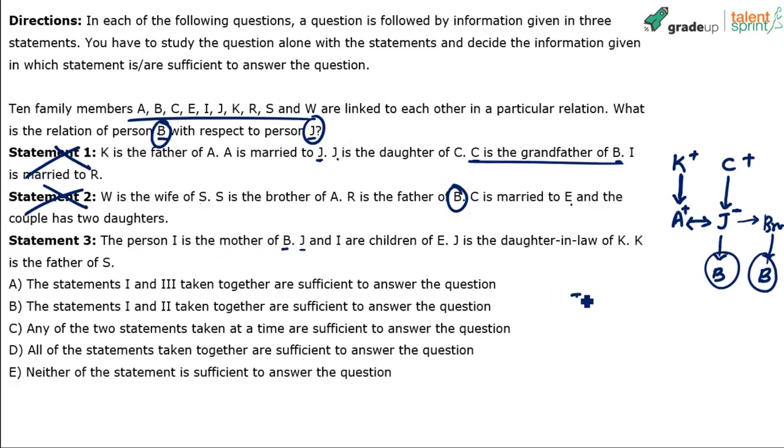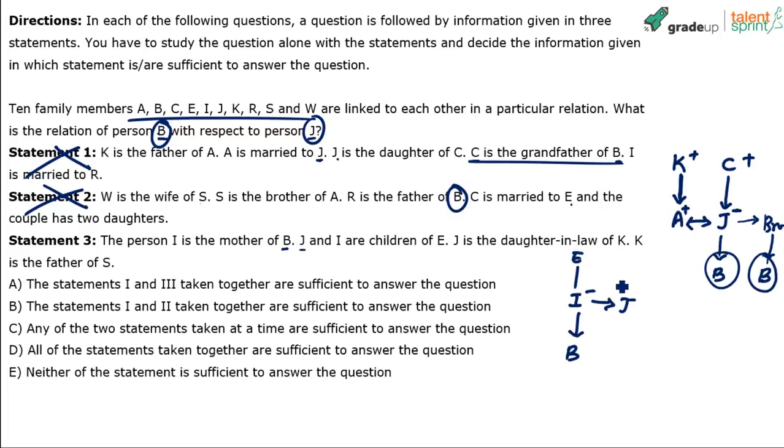I is the mother of B. J and I are children of E, which means J and I are siblings and they are children of E. So this is how it looks. I is the mother of B is this leg. J and I are children of E. So J and I are siblings and they are children of E.